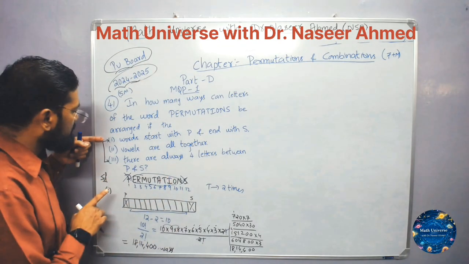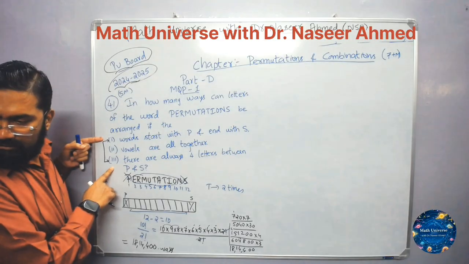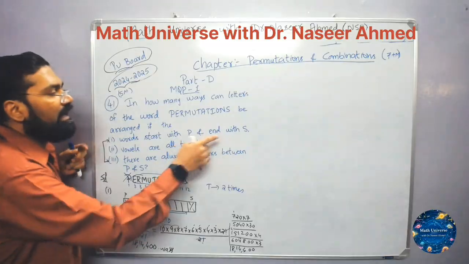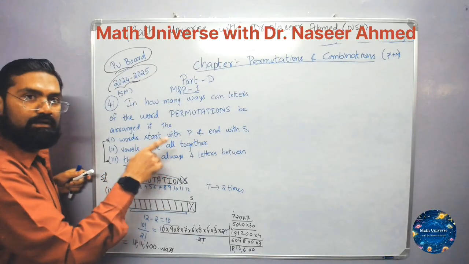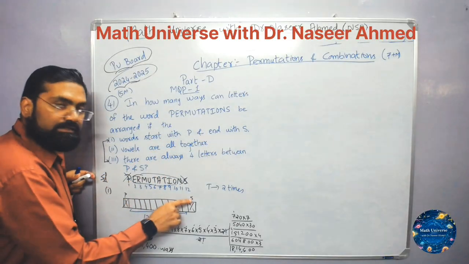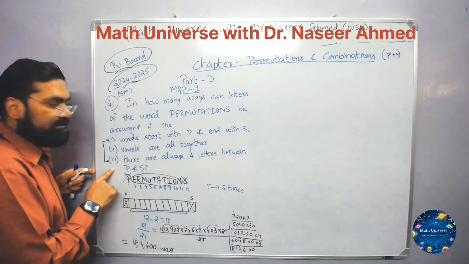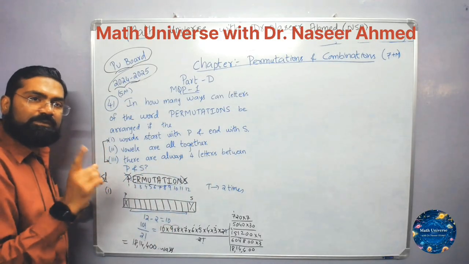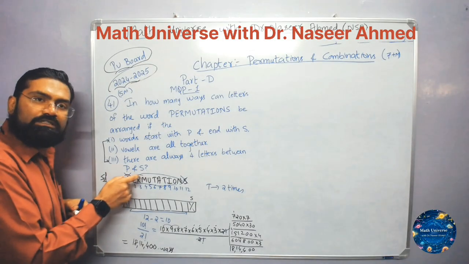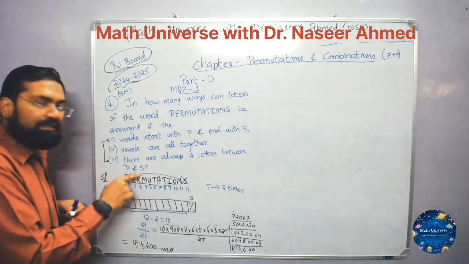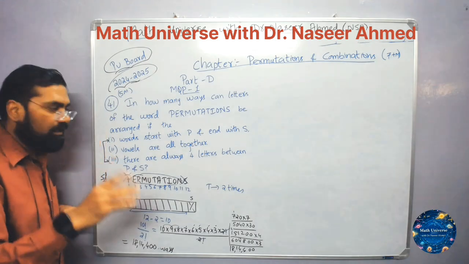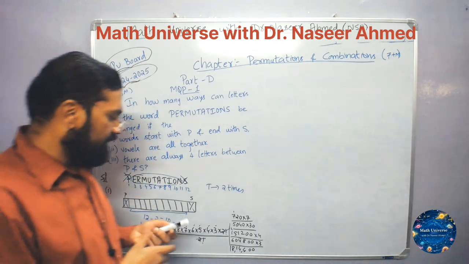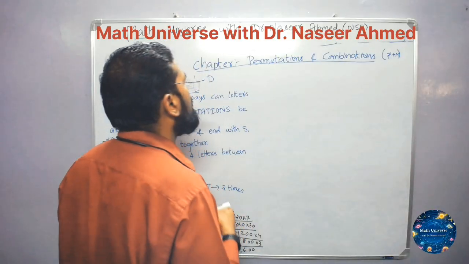Try to understand the difference between first and third. Here they said words start with P and end with S. So they gave the exact location of P and S. Whereas third sub problem, there are always 4 letters between P and S. So they are not specifying any particular location. They are just saying between P and S, 4 letters are required of the word permutations again. Okay. Now see carefully.